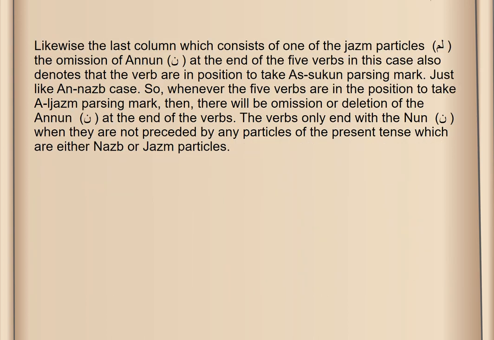Likewise, the last column, which consists of one of the adjustment particles, lam, likewise has the omission of a noon at the end of the five verbs. In this case, it also denotes that the verb is in position to take a sukun parsing mark. So, whenever the five verbs are in the position to take a jazm parsing mark, then there will be omission or deletion of the noon at the end of the verbs. The verbs will only end with the noon when they are not preceded by any particles of the present tense, which are either nasb or jazm particles.